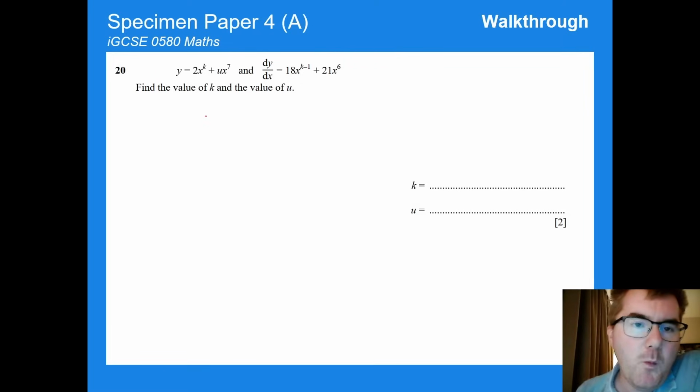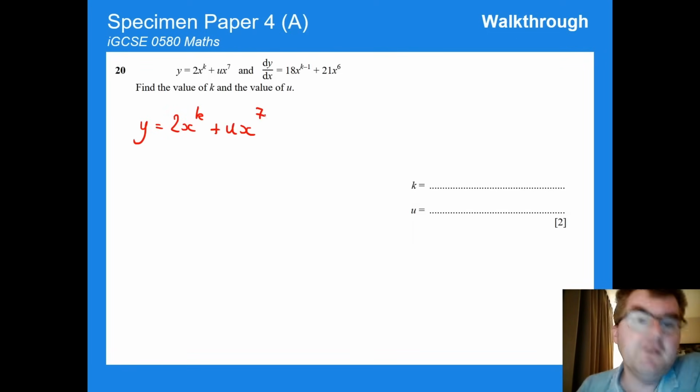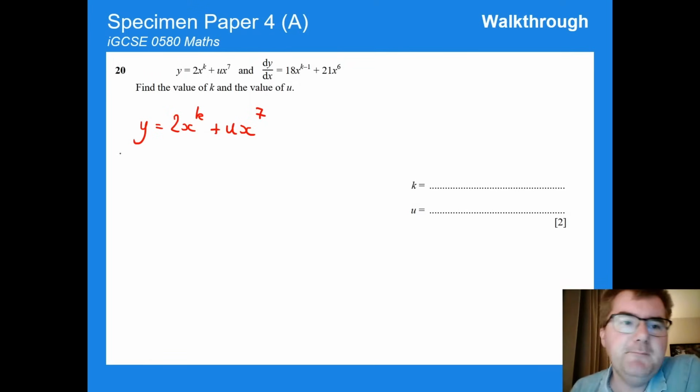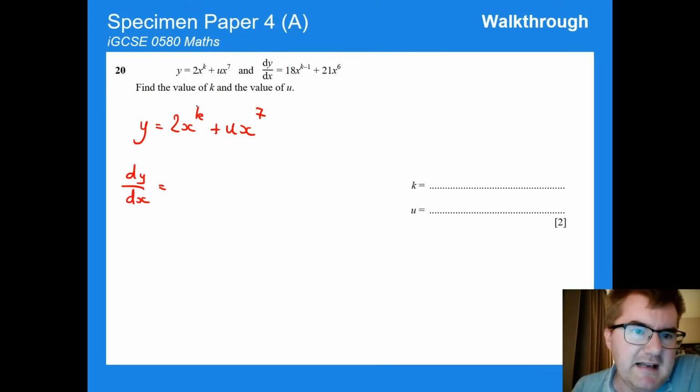Aha, some differentiation. I haven't done that for a while. So find the value of k and the value of u. Okay, so I've got y equals 2x to the power of k plus ux to the power of 7. This is a bit different than previous differentiation questions. So if I work out dy by dx, remember the rule here, we bring the k to the front and times it by 2, so we get 2k.